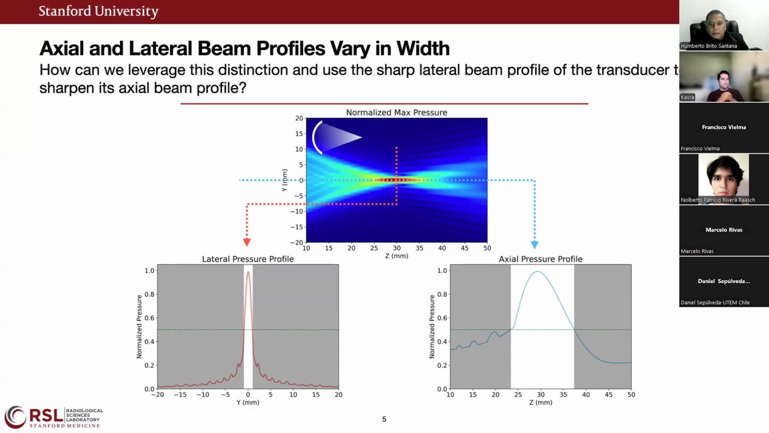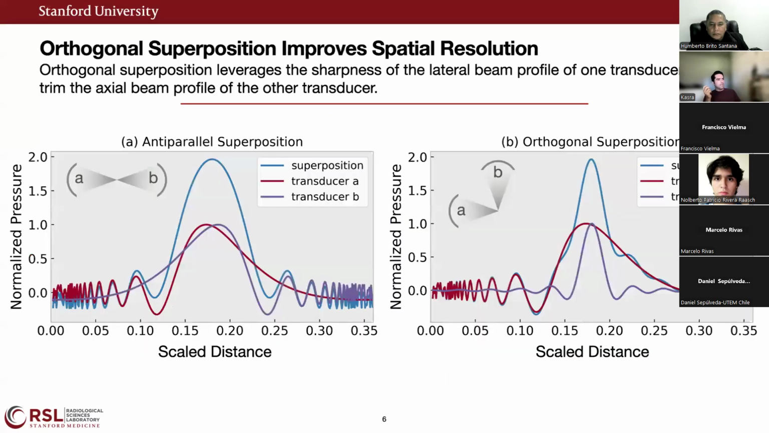So now the question is, how can we leverage this distinction between the axial beam profile and the lateral beam profile and be able to optimize the spatial resolution of the transducer? And the answer is use 2 transducers. But how do we position them? In panel A, I have placed transducers A and B in front of one another. When you have 2 transducers in that configuration, which we refer to as the anti-parallel setup, you're essentially having the 2 broad axial beam profiles superimpose one another, and your resultant beam profile, the superposition, is also broad. You really gain nothing in terms of spatial resolution.